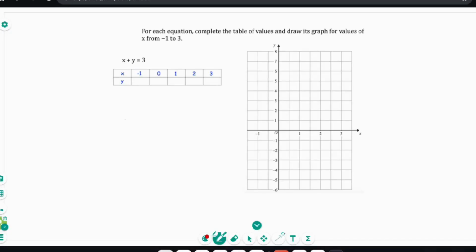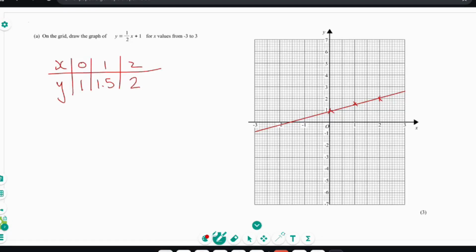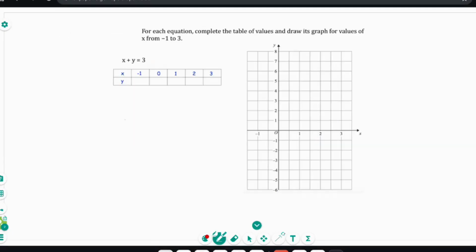For each equation, complete the table of values and draw its graph for values of x. Now, what's different about this one? If you'll see, we have the equation x plus y equals 3. All the other questions, y was the subject. So before we even attempt to work out our values of x, we're going to make y the subject. You might want to watch the video on changing the subject if you're a bit rusty on this topic.